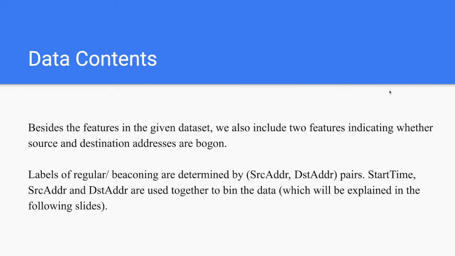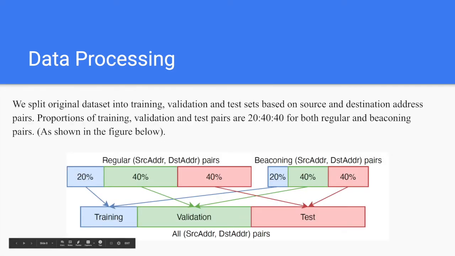Besides the features in the given dataset, we also include two features indicating whether source and destination addresses are bogon. Labels of regular or beaconing are determined by the source address and destination address pairs. Start time, source addresses, and destination addresses are used together to bin the data, which will be explained in the following slides. Next, I will talk about the data processing steps.